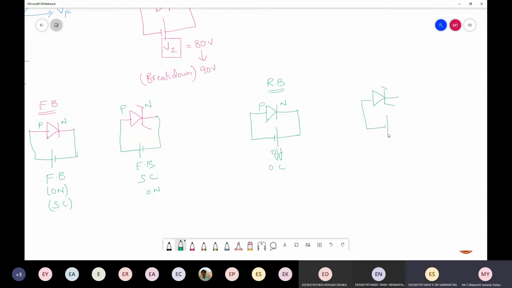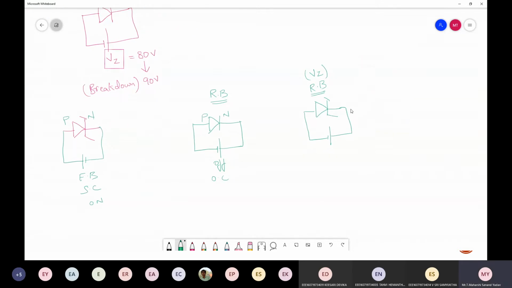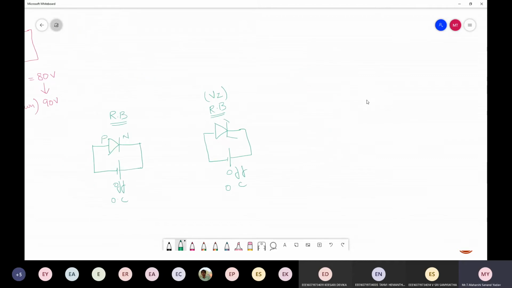Same thing here. It will work only under reverse bias, but remember this case is only till VZ. Once it reaches VZ, its working will be different. So this is also the same. It will be off on this axis, open circuit only. But when it reaches that Zener voltage VZ, it becomes on here.